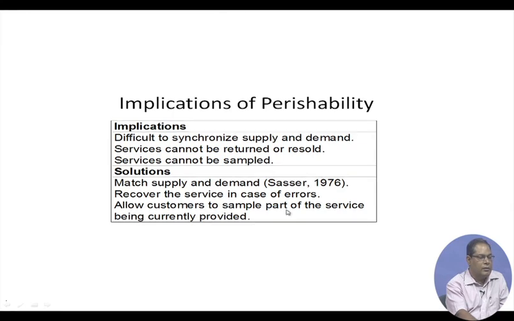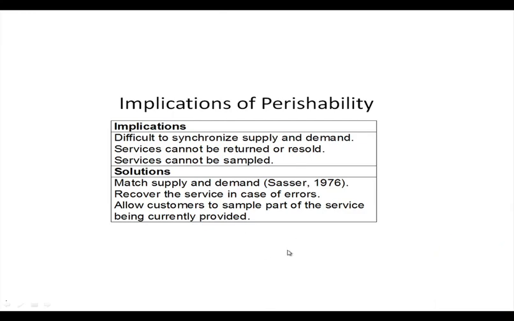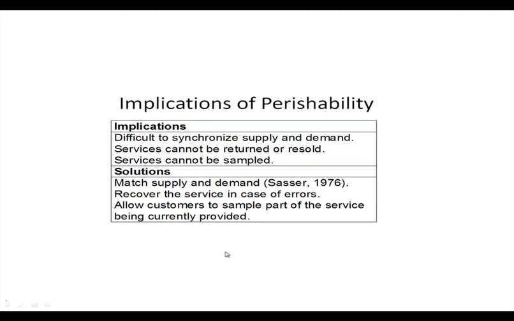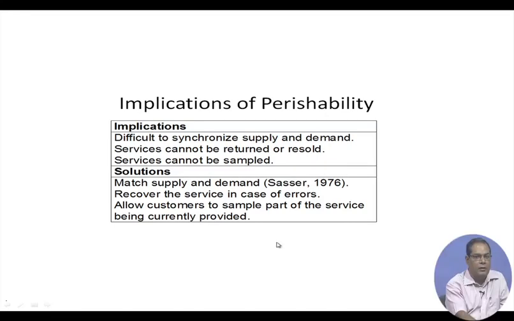Allow customers to sample part of the service being currently provided. So, the supplier has to devise a method by which the customers can sample part of the service which is delivered. And these are the solutions for perishability.